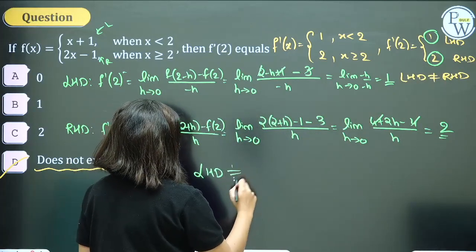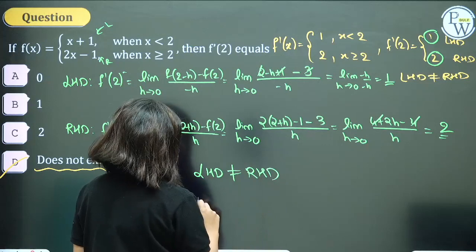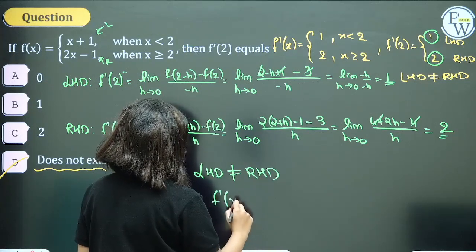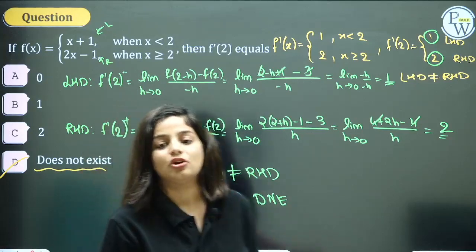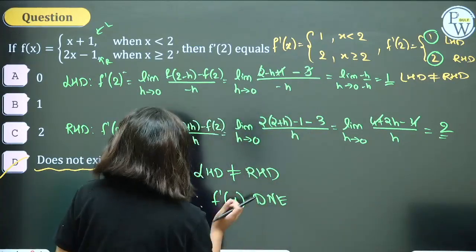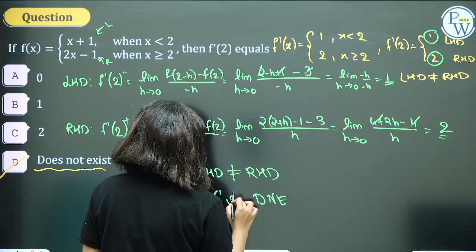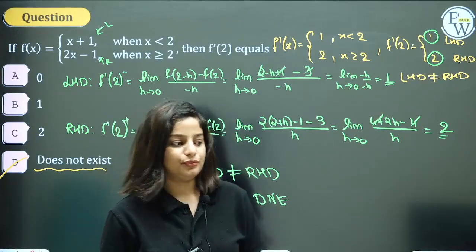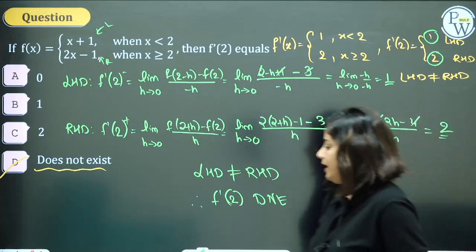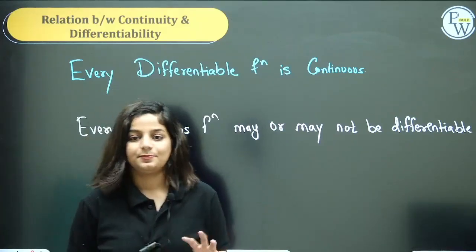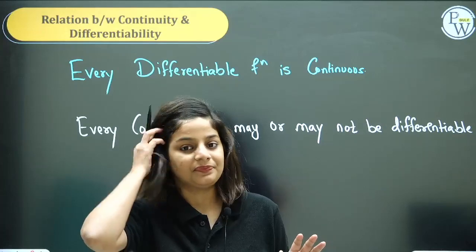LHD is not equal to RHD. Therefore, f dash of x does not exist. If f dash of x does not exist, I mean f dash of 2 does not exist. We check that too. F dash of 2 does not exist. Question solved, long cut, shortcut. I hope you are able to get the crisp of the chapter.